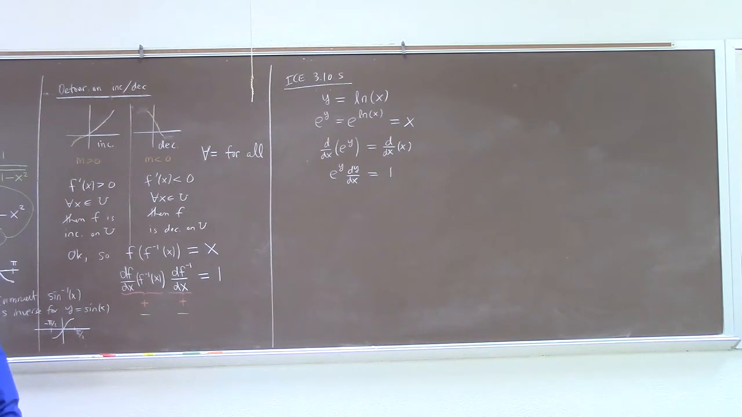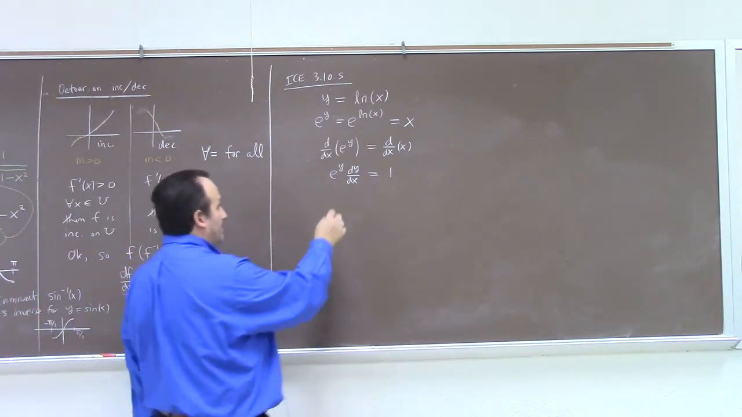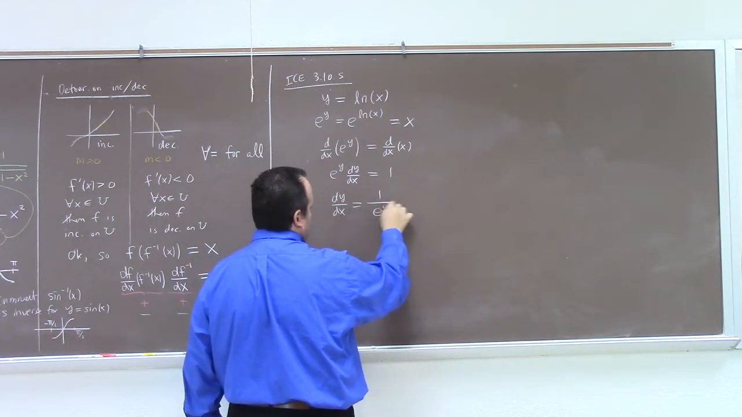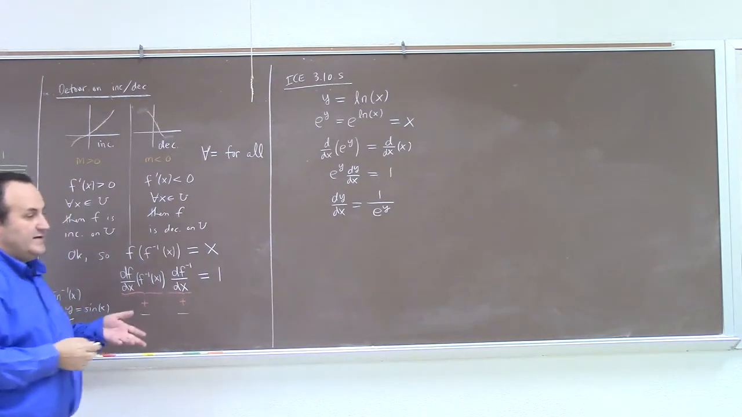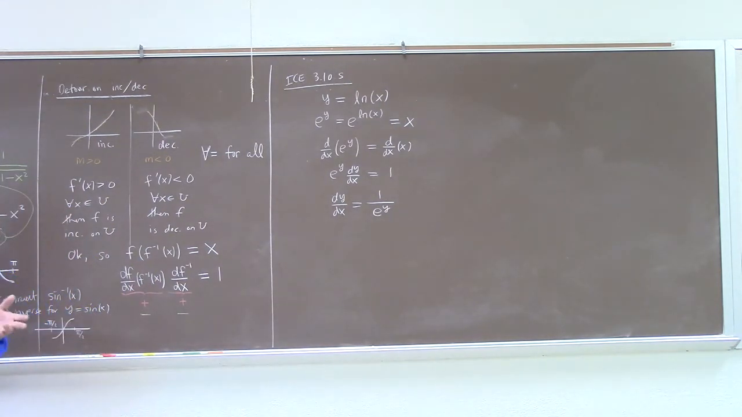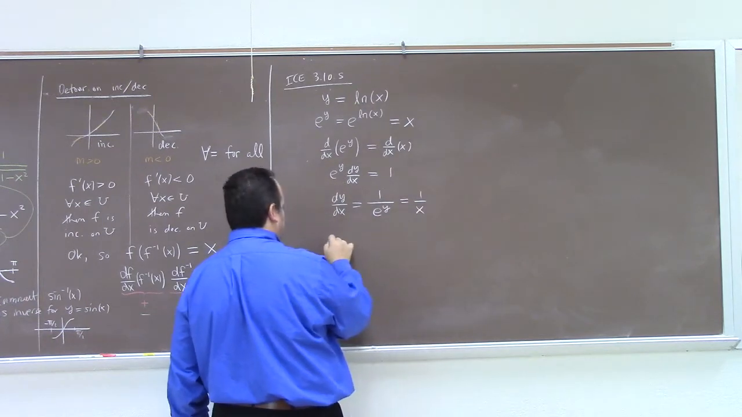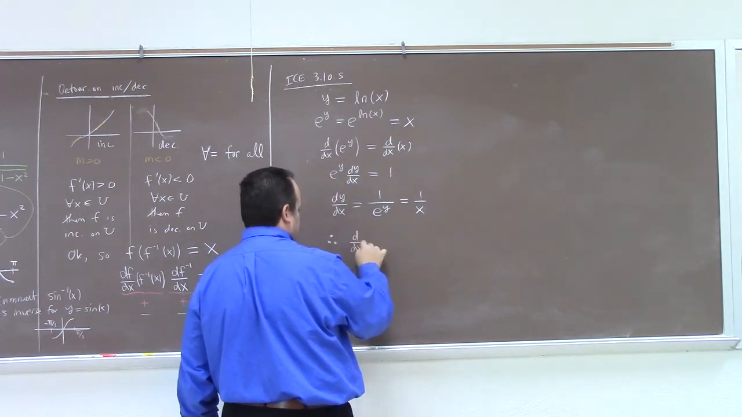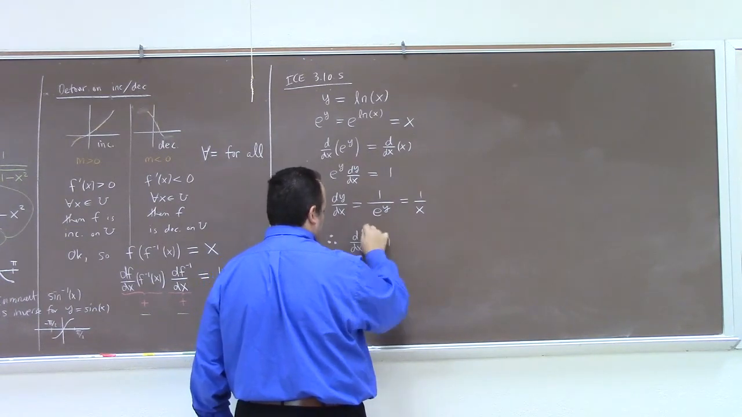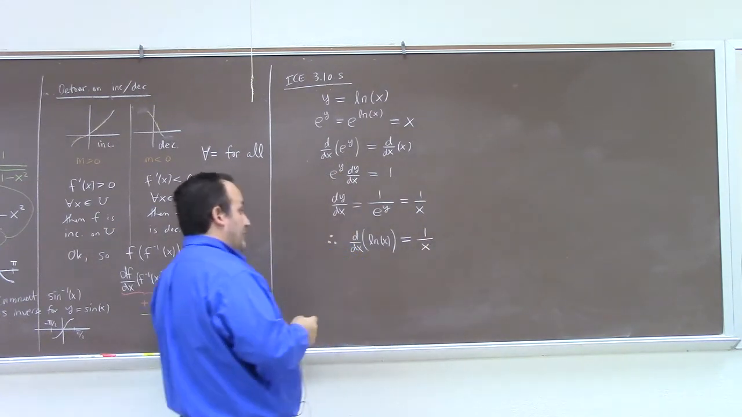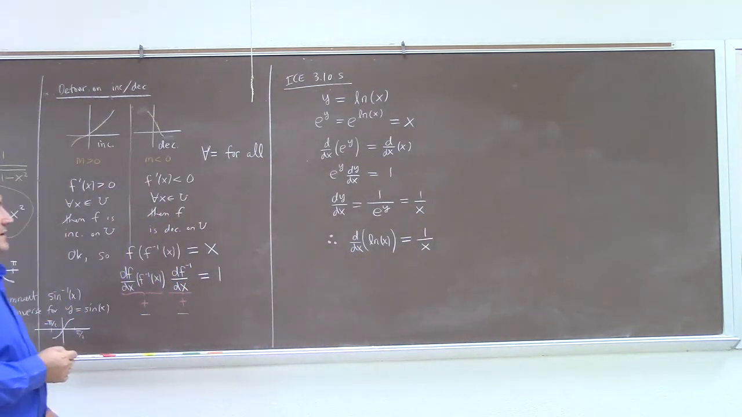All right. So we solve for dy dx, right? And that gives us 1 over e to the y. But what is e to the y equal to? E to the y is equal to x. Right? So that's 1 over x. So therefore, d dx of the natural log of x equals 1 over x. And here, our assumption, of course, is that x is greater than 0, right?